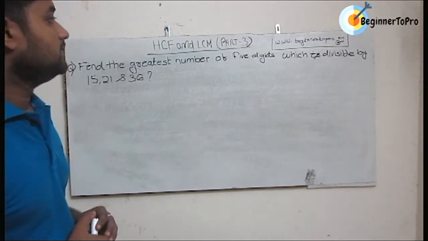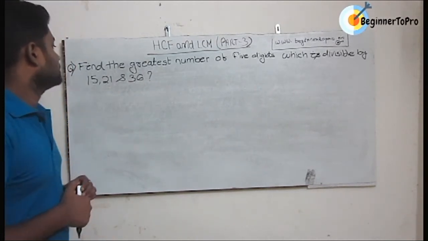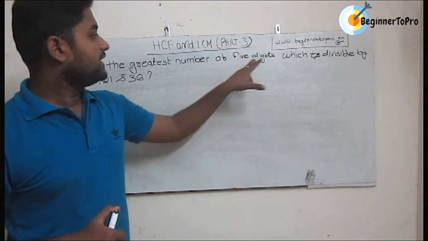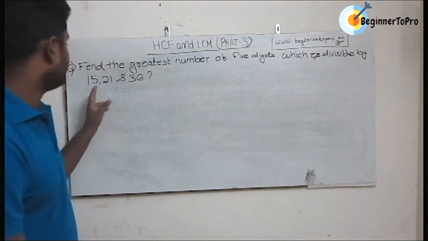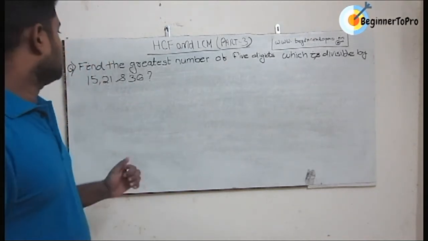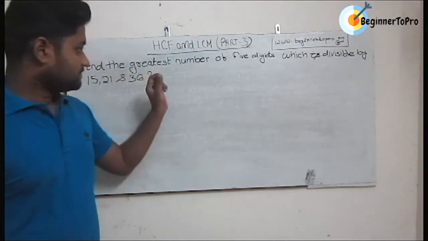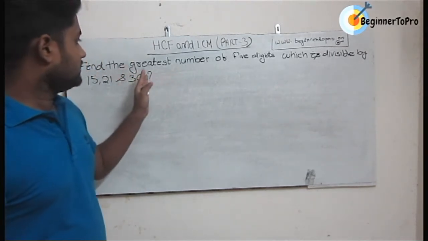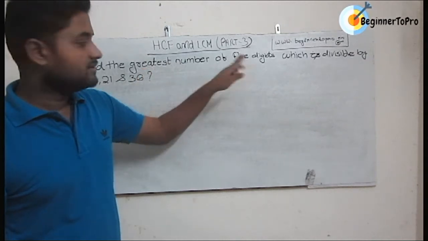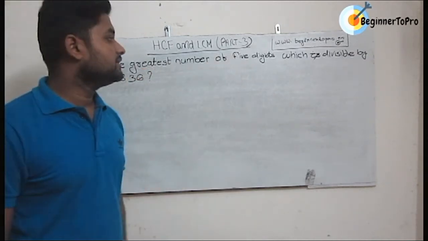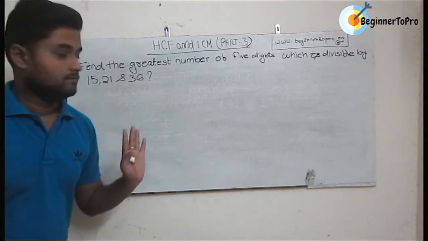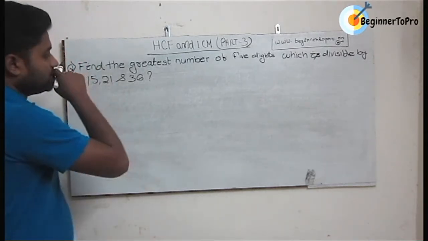Now we will see the next type of question. The question says find the greatest number of 5 digits which is divisible by 15, 21 and 36. In this type of question, whenever the question asks for the greatest number or smallest number of any digit, always find LCM.